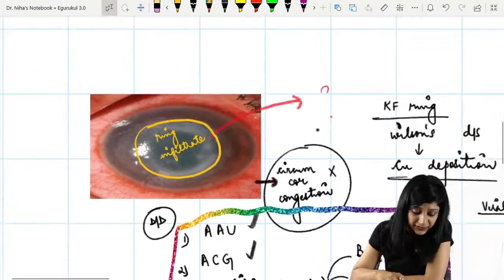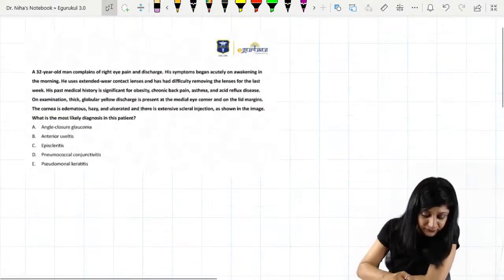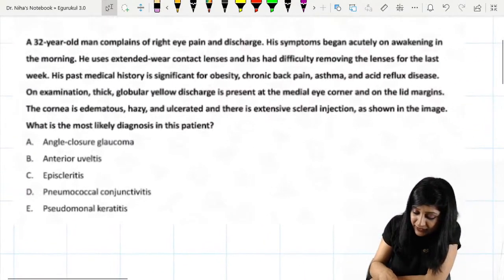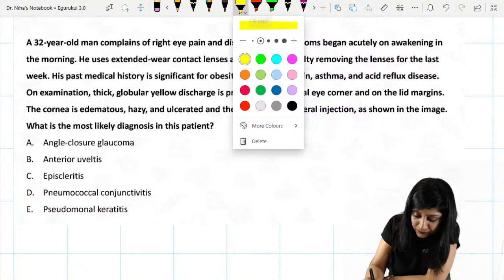Gokul Krishna will tell me the answer for this. Meanwhile, we will be reading this question now.